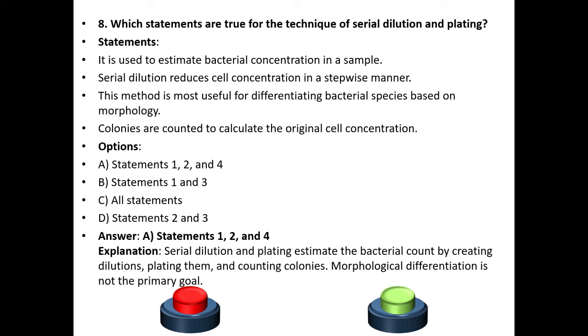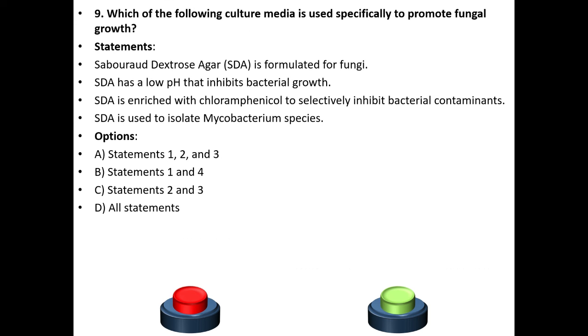Your answer is A, statements 1, 2 and 4. Explanation. Serial dilution and plating estimate the bacterial count by creating dilutions, plating them and counting colonies. Morphology differentiation is not the primary goal.